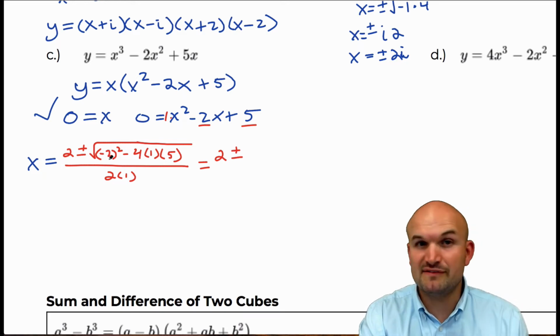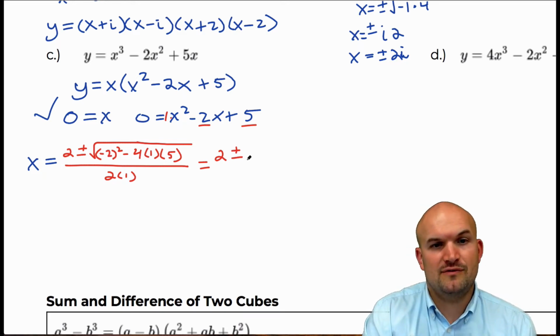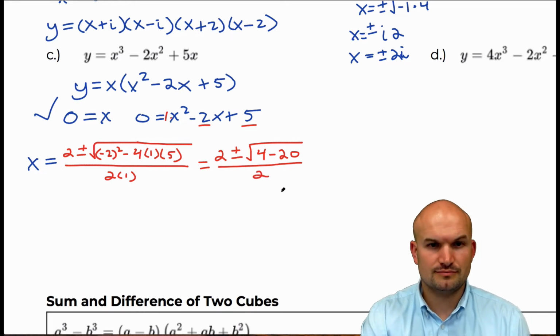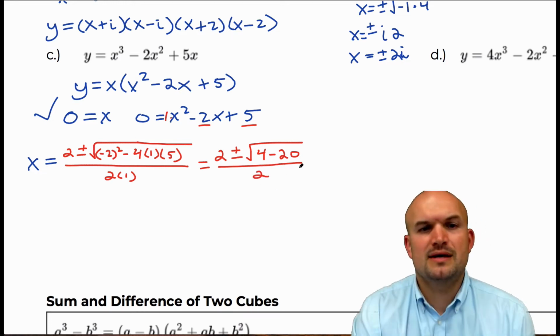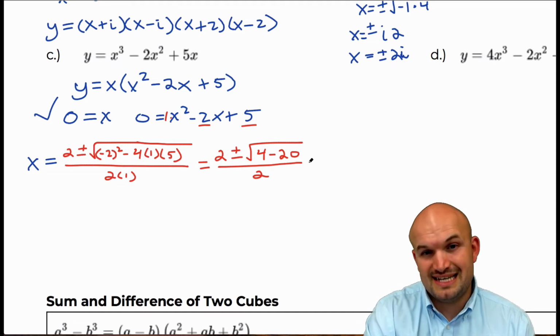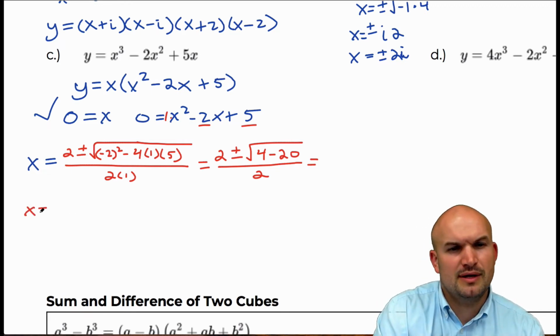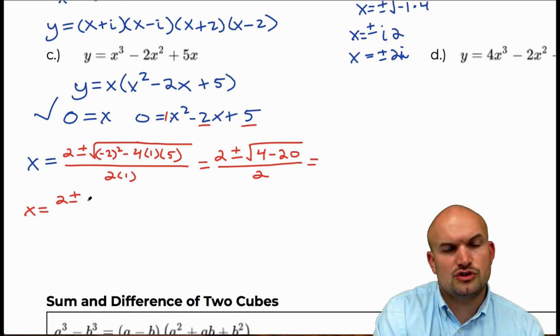Let's simplify this. Negative 2 squared is 4. And then it's 4 minus negative 4 times 5, so it's negative 20, all over 2. Oh, I picked some nice ones, so you get that. So therefore, this gives you a negative 16. So let's write it down here, I'll have more room. x equals 2 plus or minus the square root of negative 16, divided by 2.